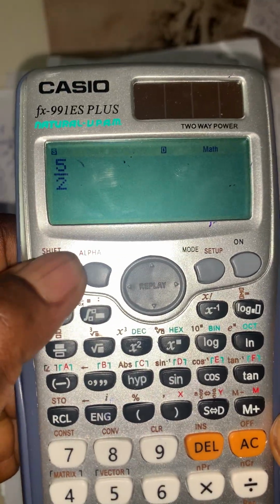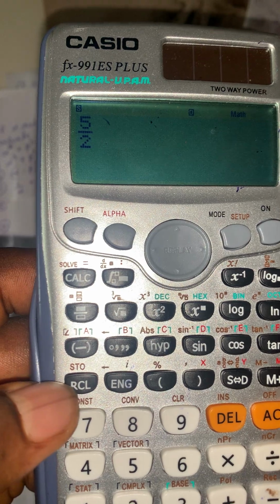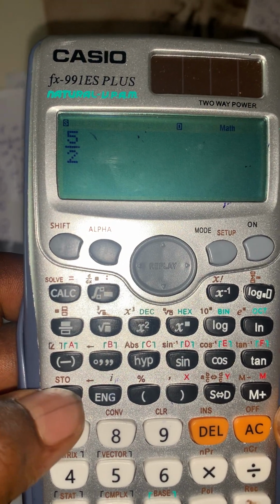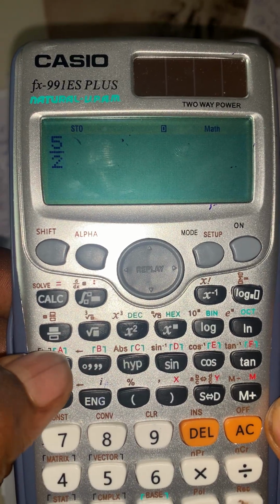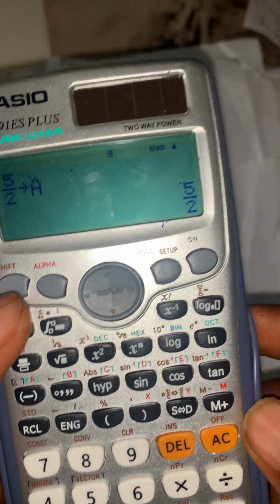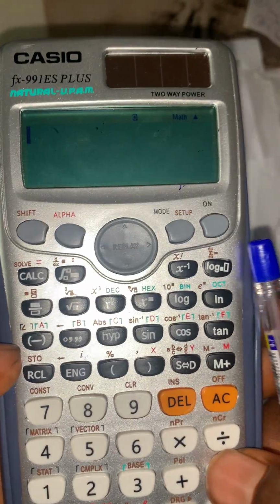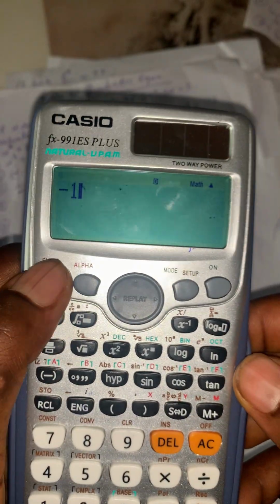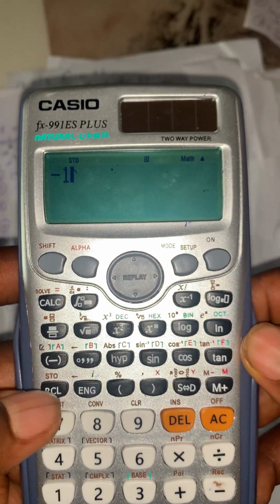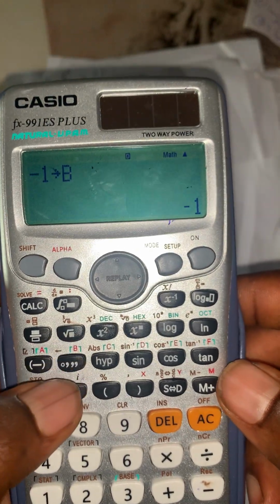So you press shift and press this STO. See this STO, if you press it, then press your A, see your A here, press A, and it has stored it as A. So the next thing is to store your beta. You remove this one, then press minus 1, you understand, minus 1, then press shift and store it as what? B. It has stored as B.